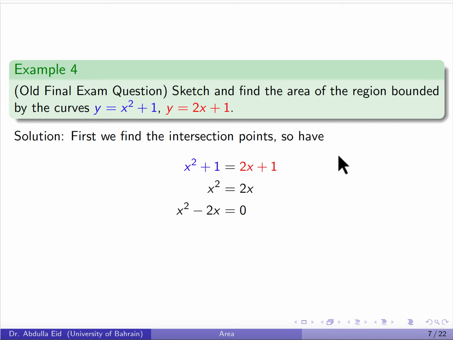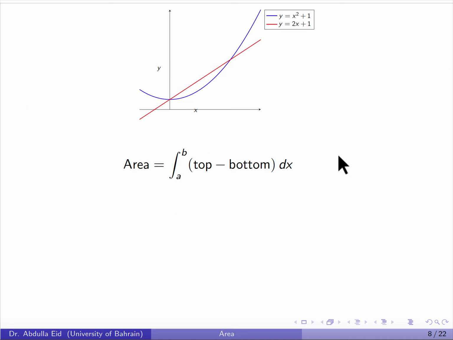Next, take 2x to the left side and use mode 5 3 in the calculator, or the quadratic equation, or factoring, whatever you like. You will get two answers, which are 0 and 2. So far so good. We found the limits of integration. The number on the left is 0, the number on the right is 2. So we have from 0 to 2.